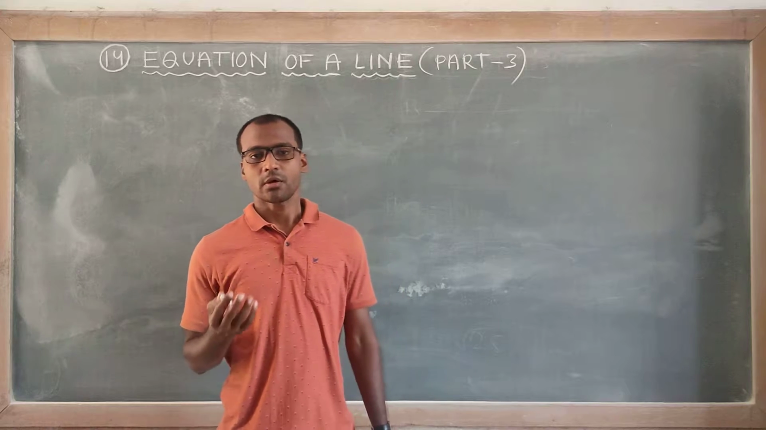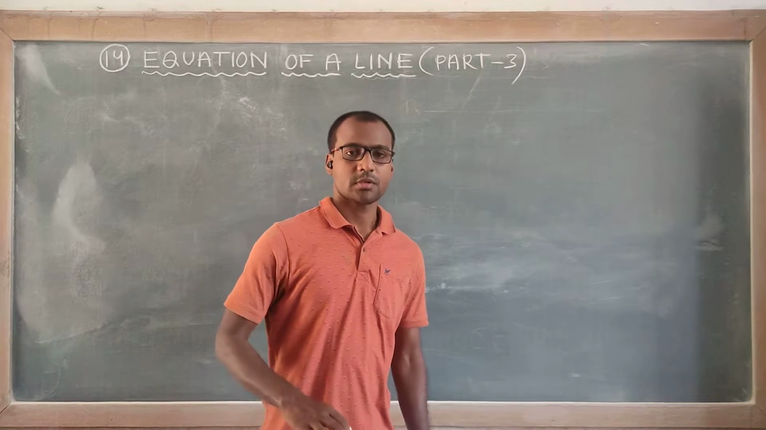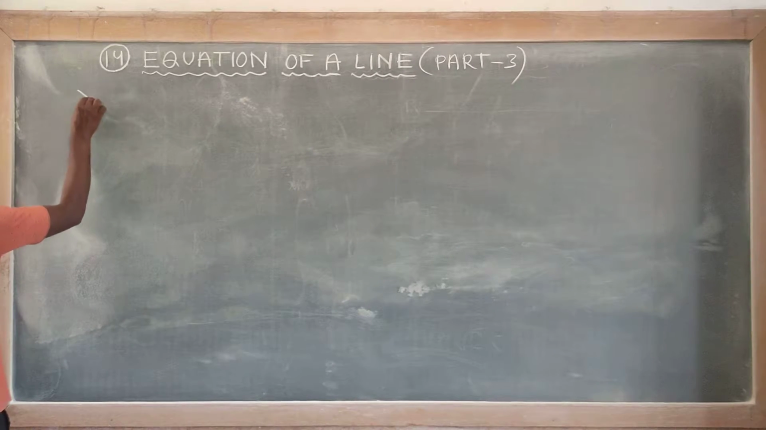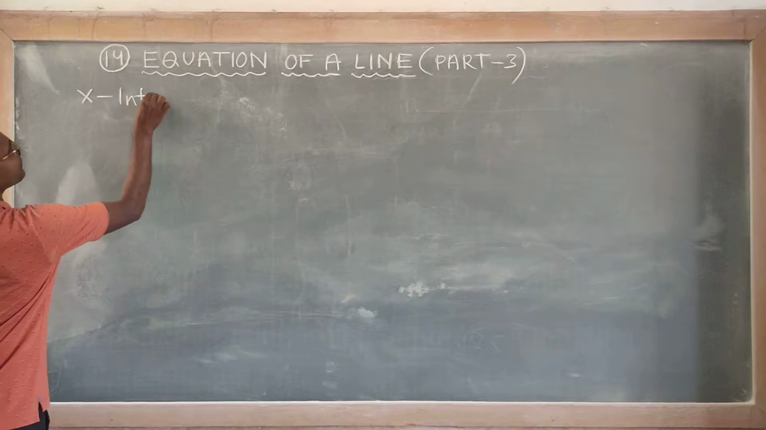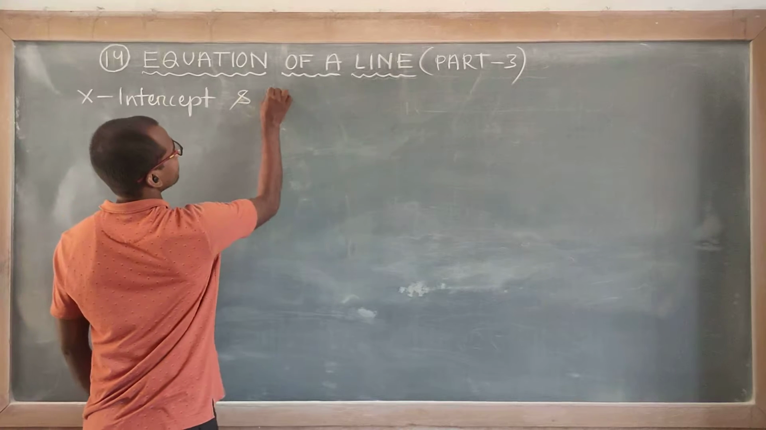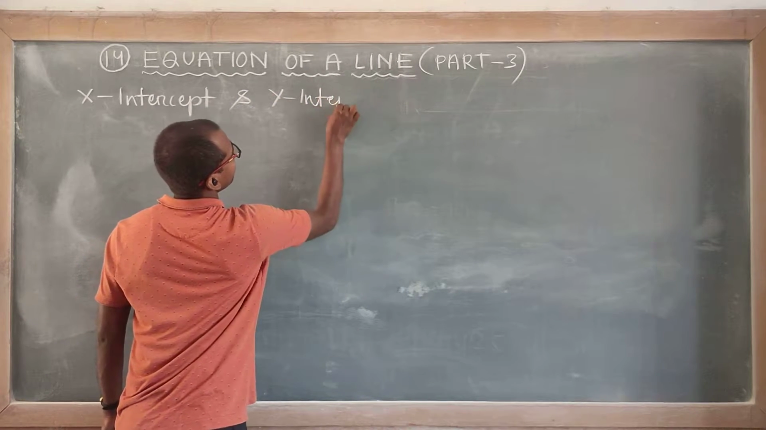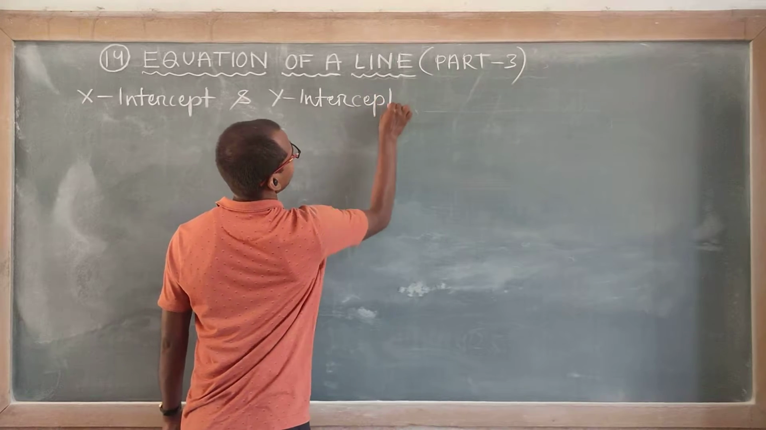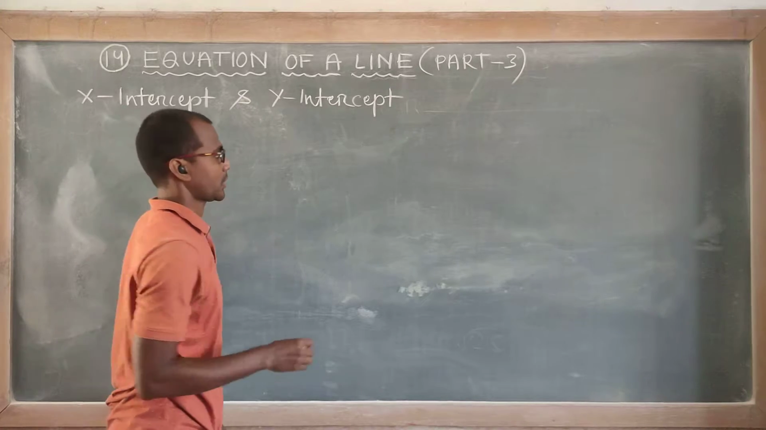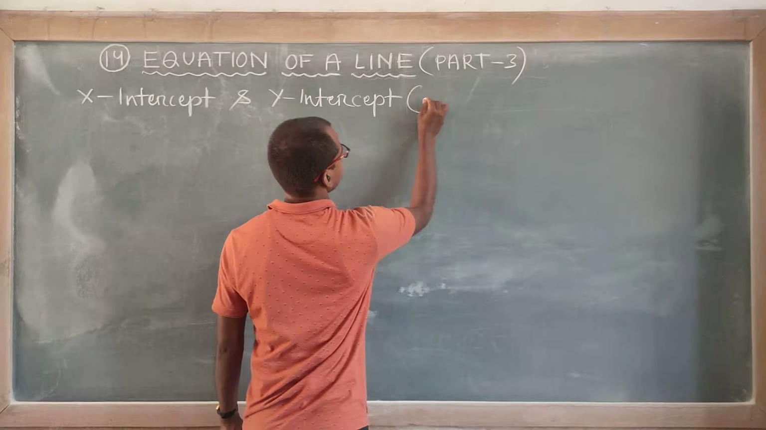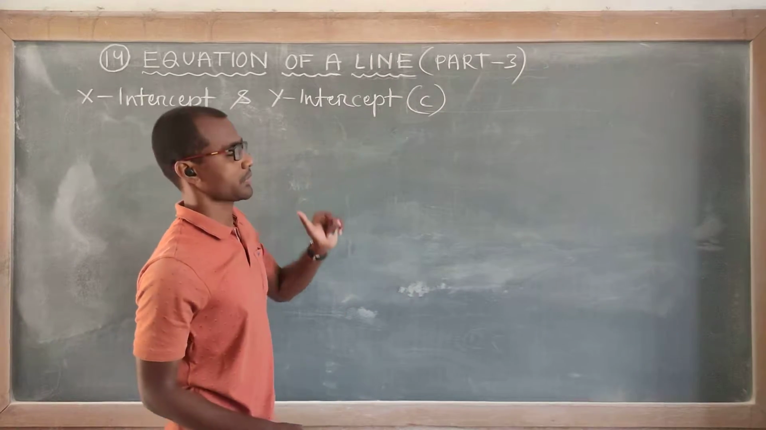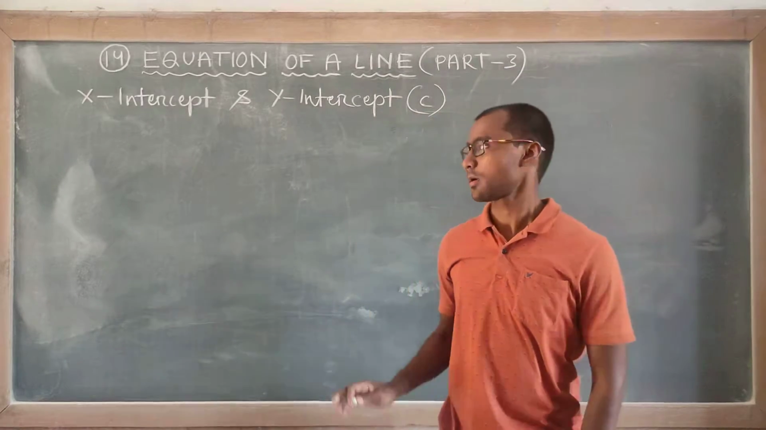In this part I will move further. I will start with x intercept and y intercept. Now, out of these two, Y intercept is more important. Y intercept is represented using the small letter c. Remember this. X intercept is not that important, but Y intercept is important and represented by the small letter c.